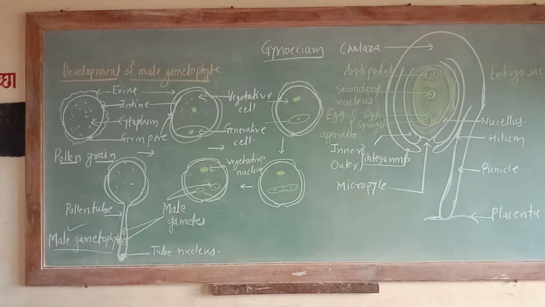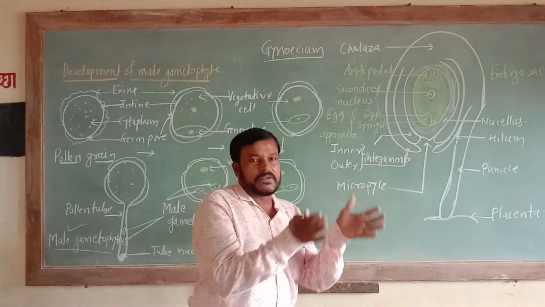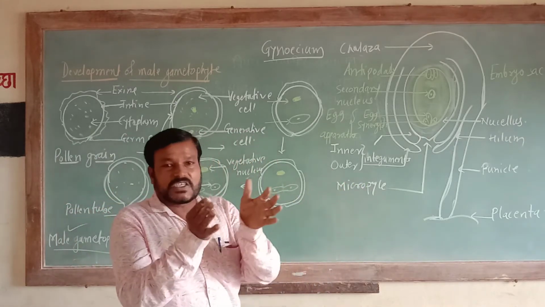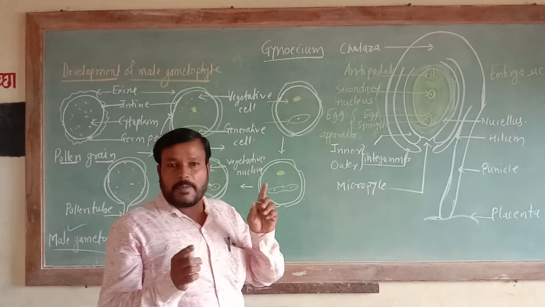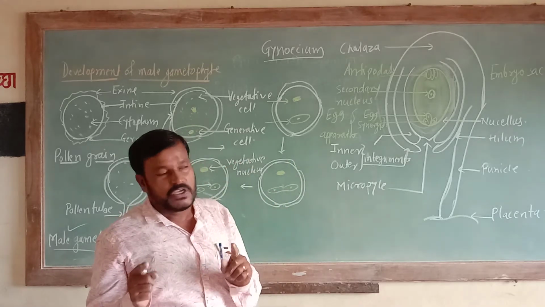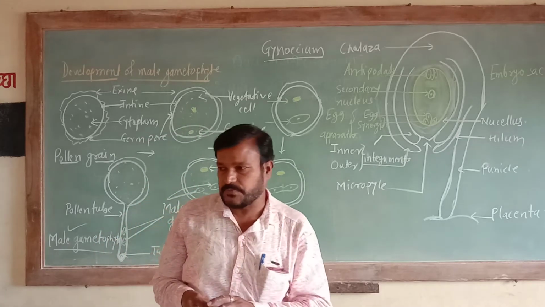Such flowers are called bicarpellary flowers. When carpels are united with each other, they are called syncarpous. And when carpels are free, they are called apocarpous. Last year, in the 11th standard, we studied apocarpous and syncarpous.